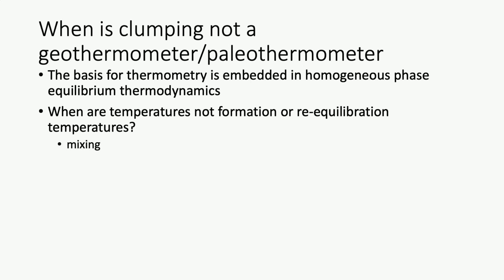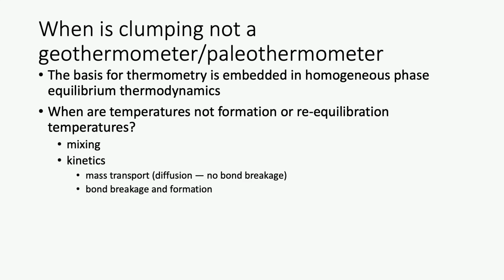And so one trivial example is mixing. If I take two carbonates and one has a clumped isotopic temperature of 0 degrees and one has a clumped isotopic temperature of 20 degrees, I mix them 50-50, there are some interesting details in here, but approximately, for a simple case, you'll get about 10 degrees. That temperature doesn't mean a formation temperature. It is a mixture of two end members. So mixing in and of itself will mess you up when thinking about a formation temperature.